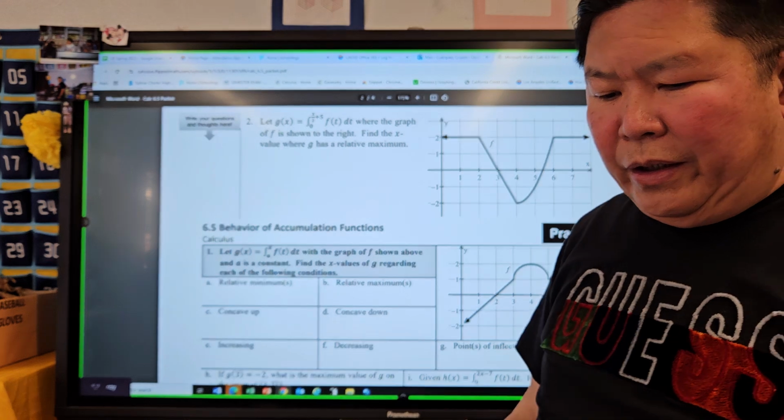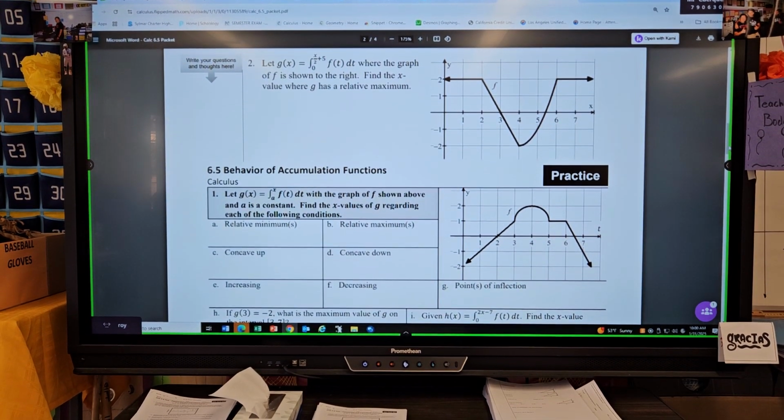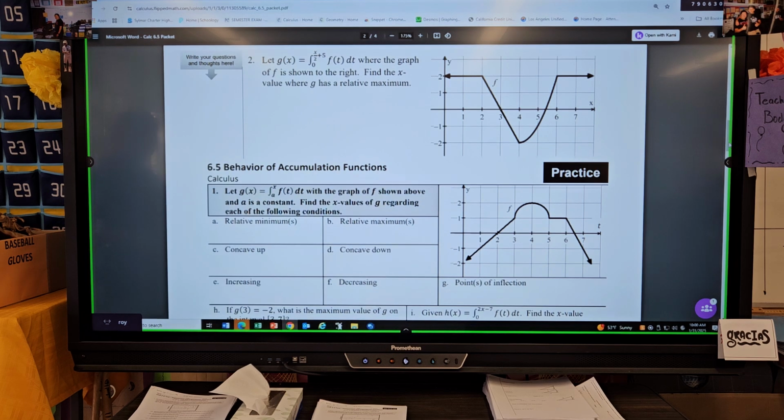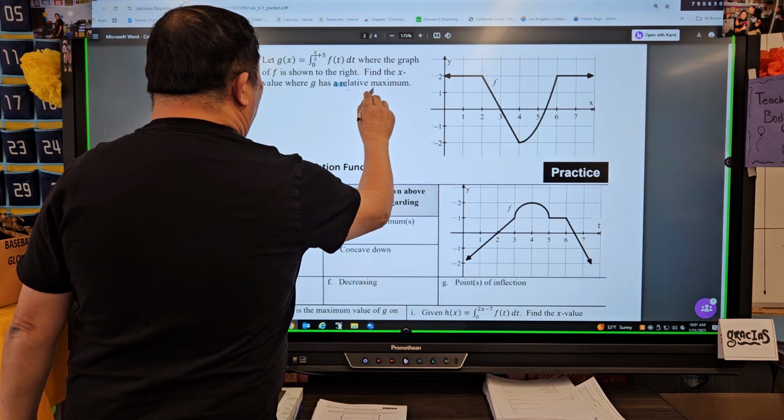Chris Ojeda, can you read the problem for me, please? Let g of x equal, forgot that symbol piece, x over 2 and then 0 at the bottom, the lower one, f of t dt, where the graph of f is shown to the right. Find the x value where g has a relative maximum. Relative max. What is the symbol? Where is that relative max in the graph?